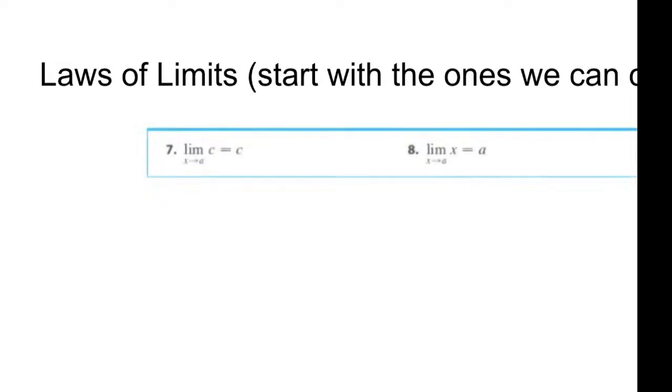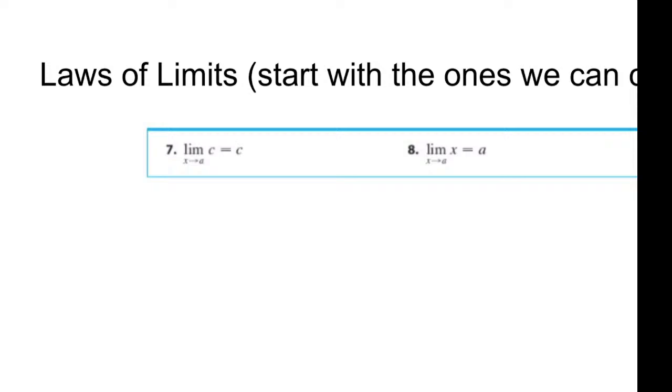So let's talk about the laws of limits. I'm doing the order a little differently than the textbook. I'm going to start with the limits we can talk about, check, and make sense of, and then we'll go to the more abstract laws. Notice the first two are labeled 7 and 8, so we're into the list. We skipped 1 through 6 so far.